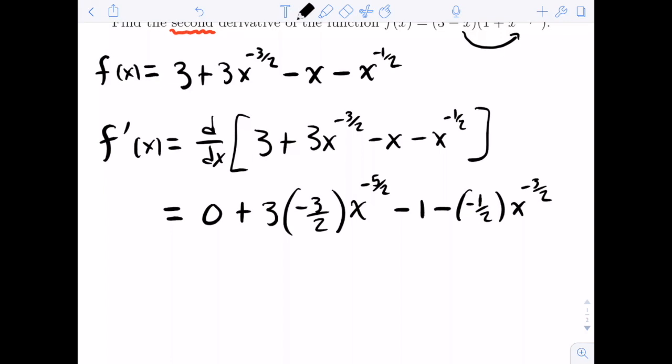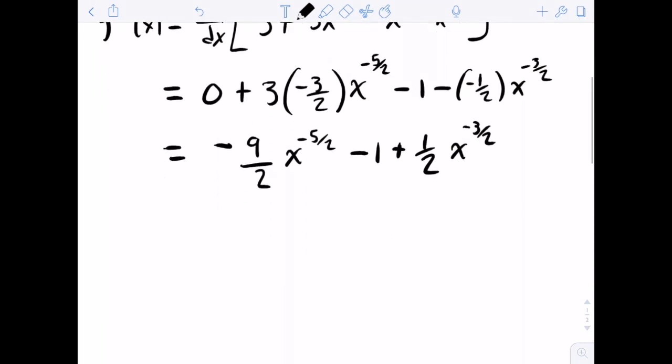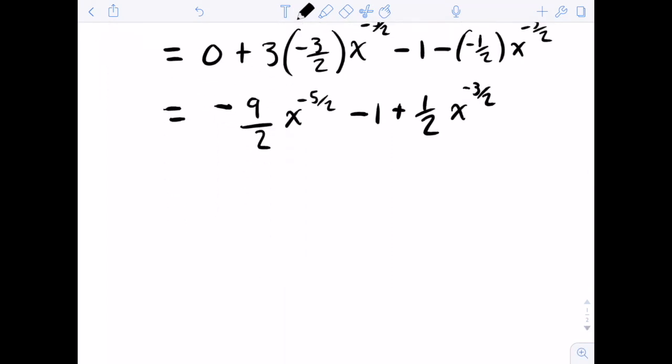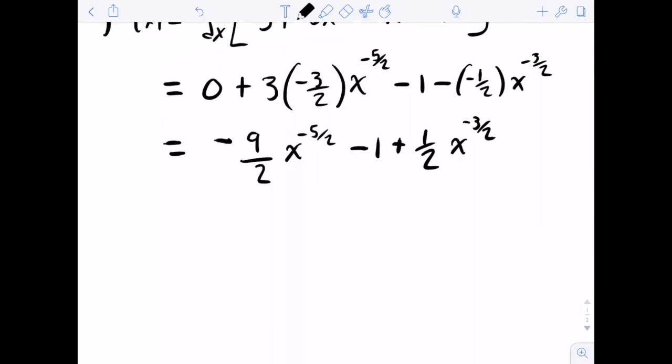Okay, so we'll simplify this just a little bit. Negative 3 over 2 times 3 is negative 9 over 2 x to the minus 5 over 2. Then we've got a minus 1 still, and then negative 1/2 with a minus sign in front of it, x to the minus 3 over 2. Those two negative signs combine to give you a positive sign, so this becomes plus 1/2 x to the minus 3 over 2. You have to be very careful with this sign stuff because that's what's going to trip up a lot of people on the exam and on the test.